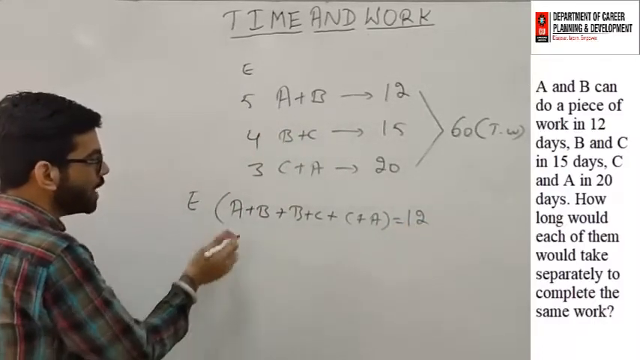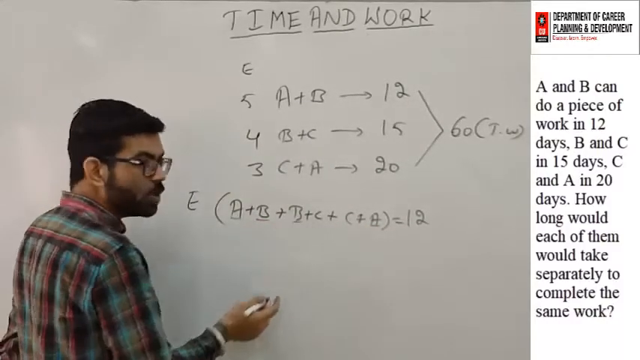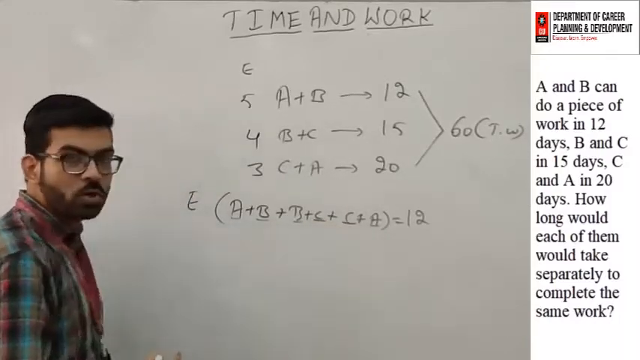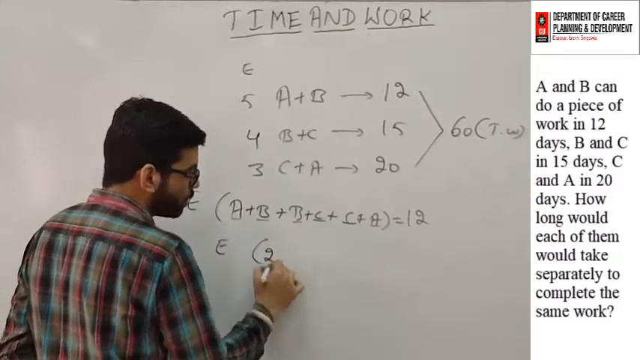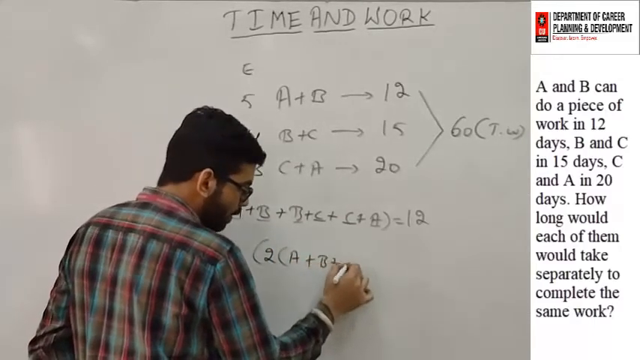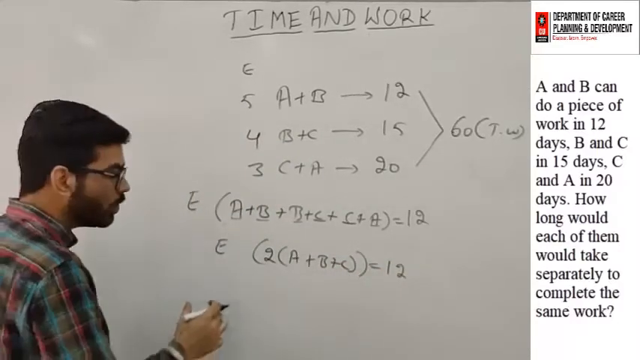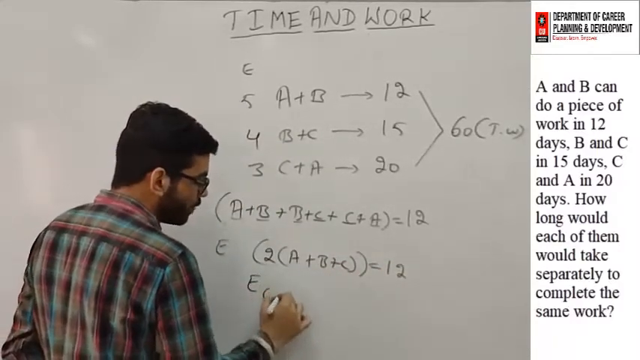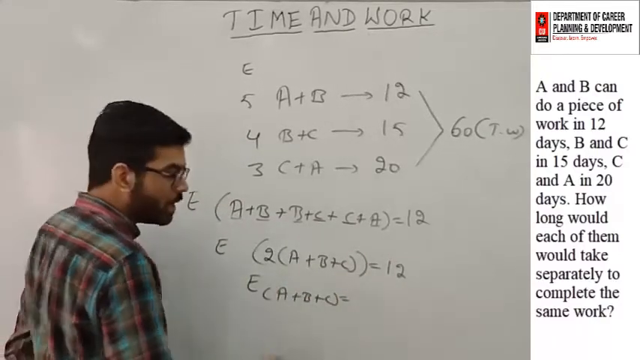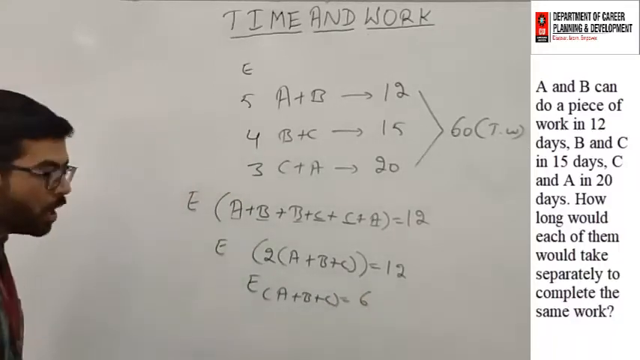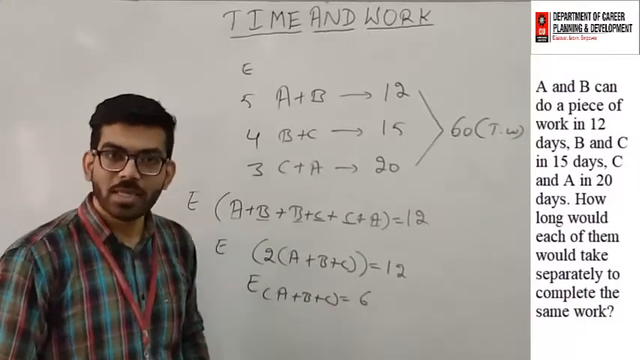So from here, as you can see, A is written 2 times, B is written 2 times, C is written 2 times. That means we can write this as 2 times the efficiency of A plus B plus C. This value is equal to 12. So the efficiency of A plus B plus C will be 12 divided by 2, which is 6. Now as per the question, the efficiency of A plus B plus C is calculated as 6.